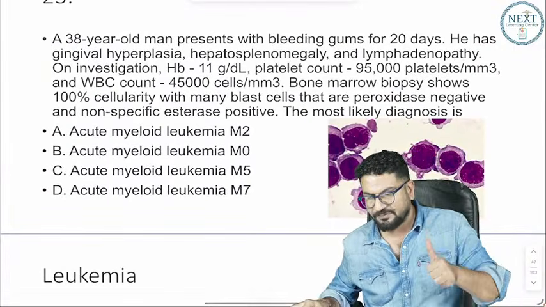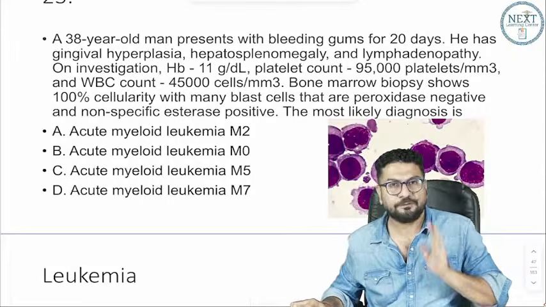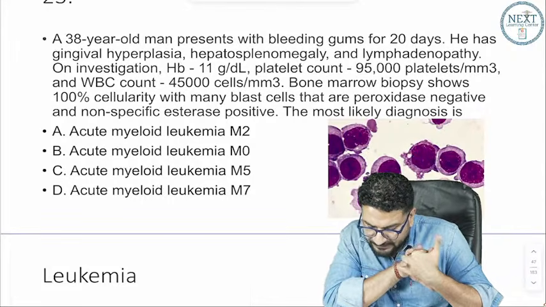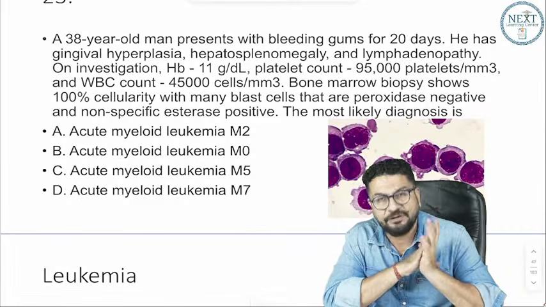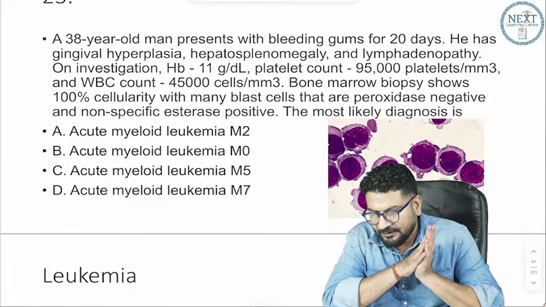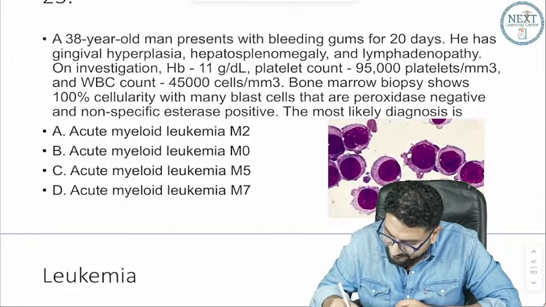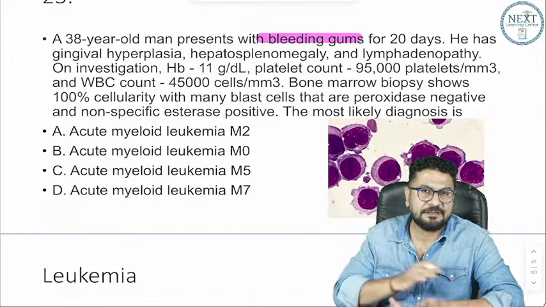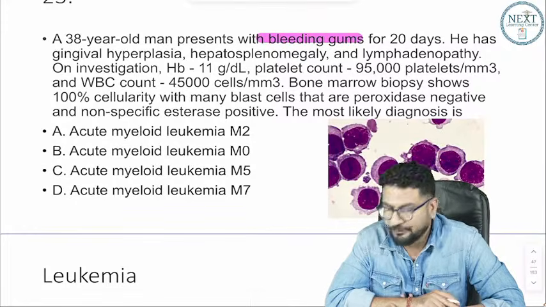I told you an approach to anemia. Now I am telling you the approach to leukemia. So first try to understand, try to answer this. A 38-year-old man presents with bleeding gums for 20 days. Now see, whenever you see bleeding gums, something should come to your mind: that is AML, or myeloid leukemia.